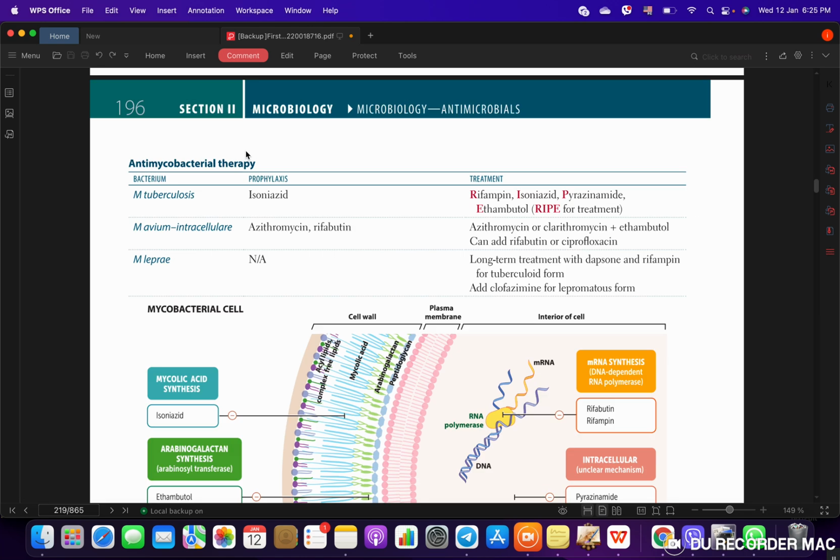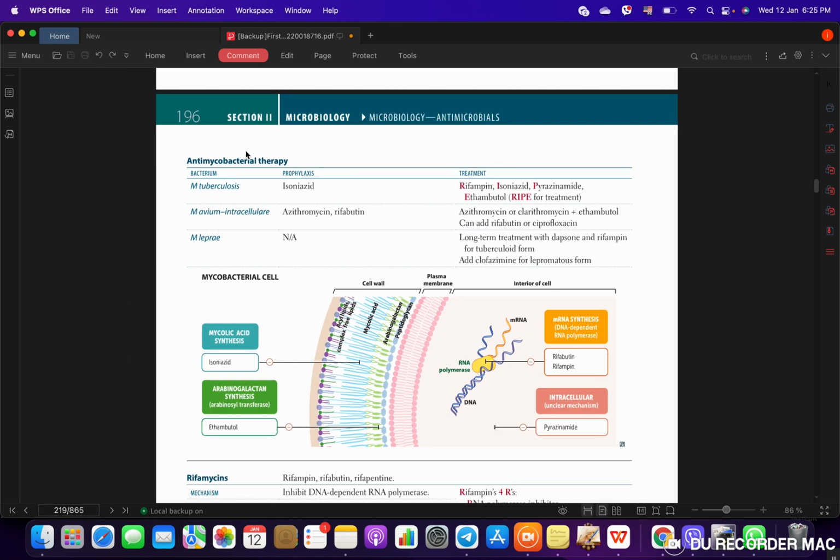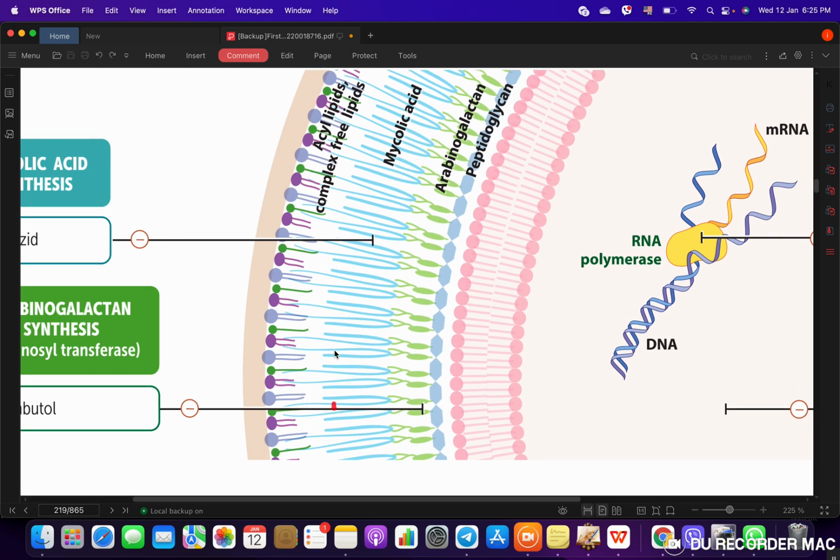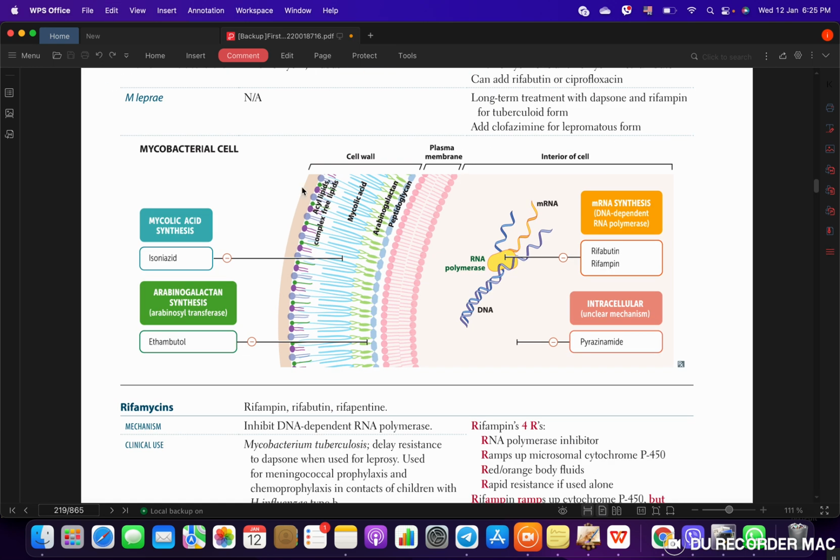Especially, what is the most common mycobacteria overall? TB. Yes. It's Mycobacterium tuberculosis. The Mycobacterium family tends to be a little bit different from other bacteria. Why? Because it has a layer called mycolic acid. Actually, let's take a look at the Mycobacterium cell.